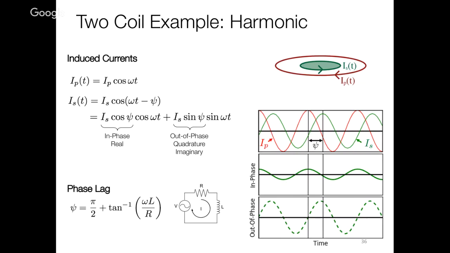So now we can take this and apply it. We have cosine omega t. So we've got I_S cosine of omega t minus psi, which gives us I_S cosine omega t cosine psi plus I_S sine omega t sine psi. Okay, so we're doing fine. Let's regroup this: it's I_S cosine psi times cosine omega t, plus I_S sine psi times sine omega t.